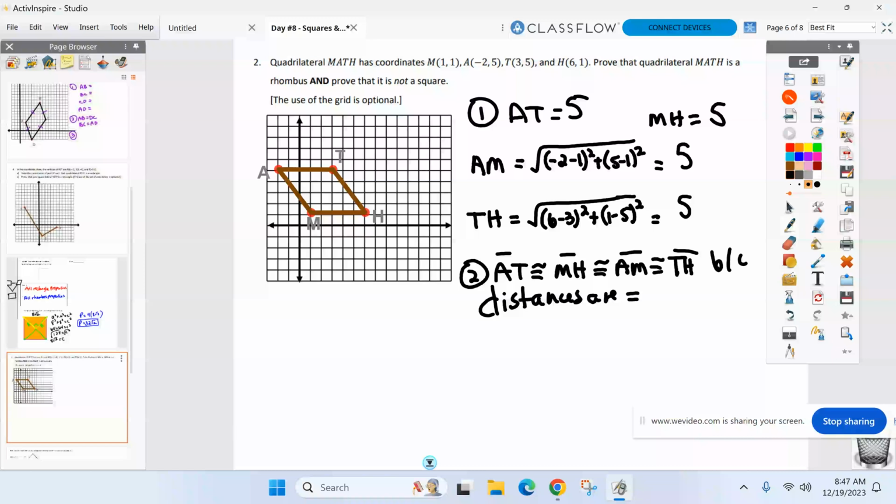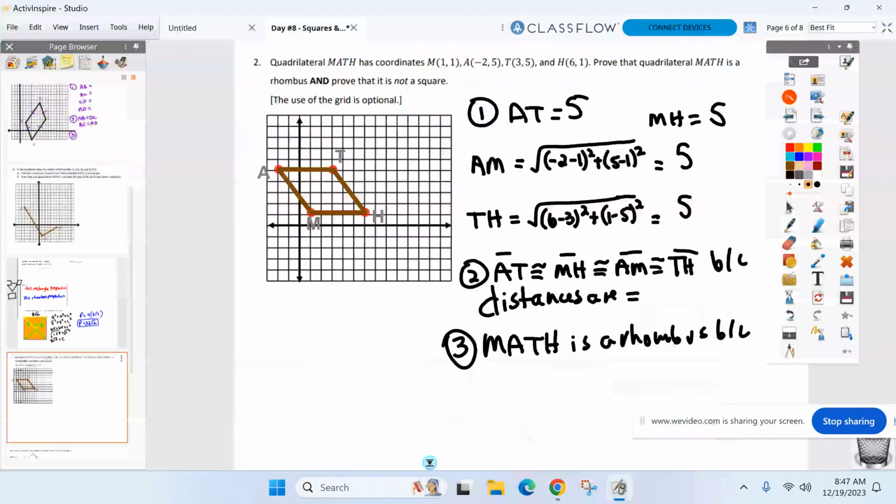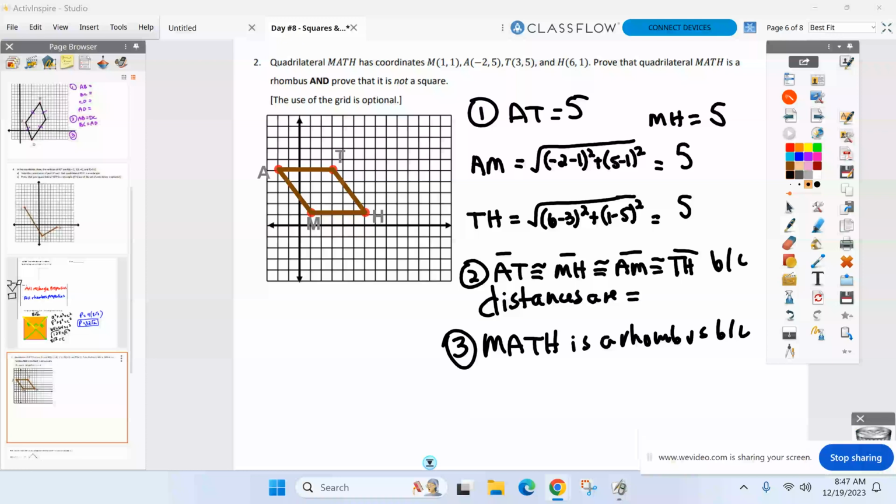All right, now that all 4 sides are equal, you guys told me that's good enough to make this a rhombus. So MATH is a rhombus. I just need somebody to give me a good because statement. Why is this a rhombus now? Because, here we go. Stephanie, why is it a rhombus? Going back to your homework questions here. Because all sides congruent. Rhombus is one of the easier ones to prove. And there's a second part.